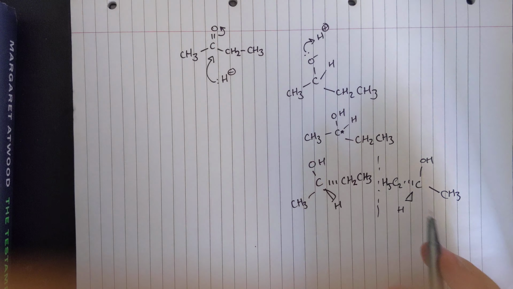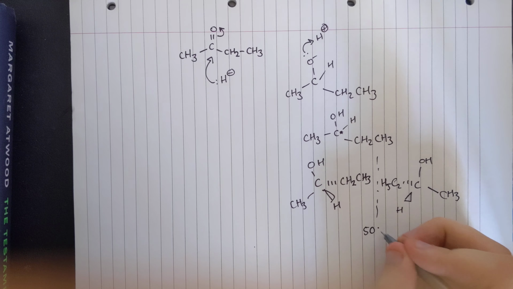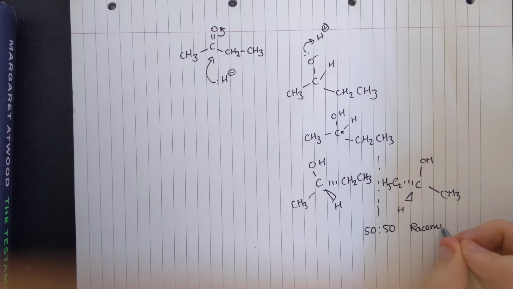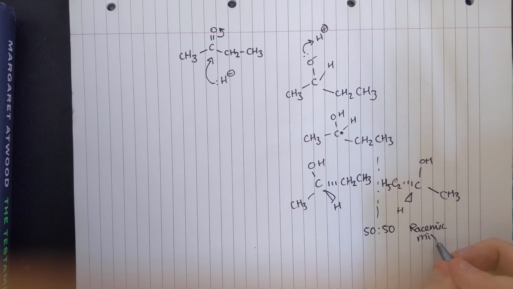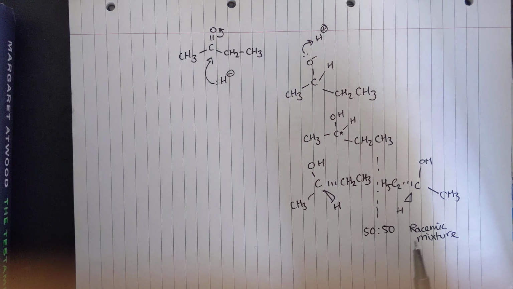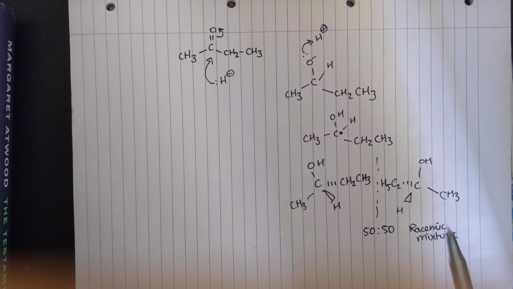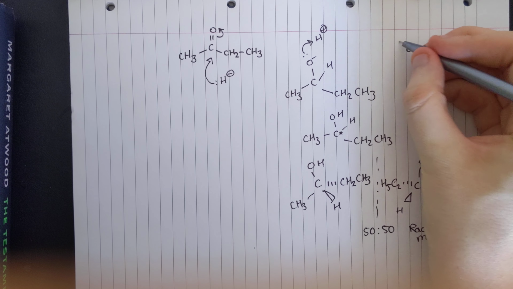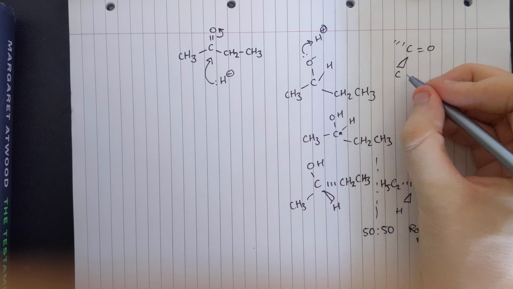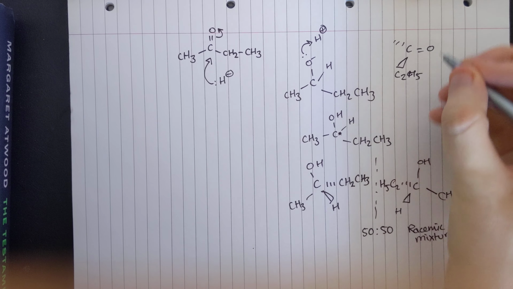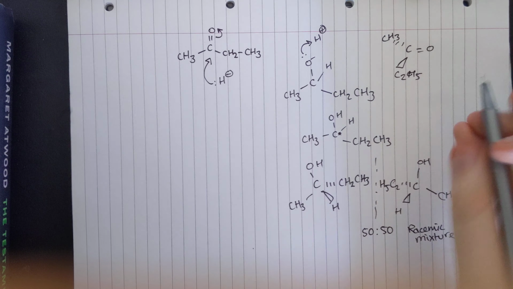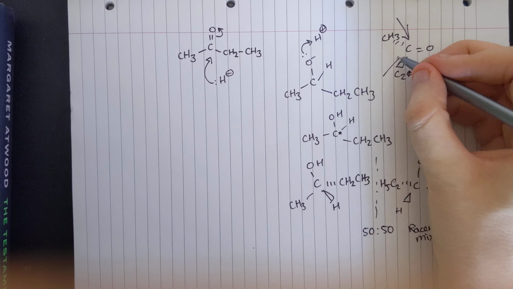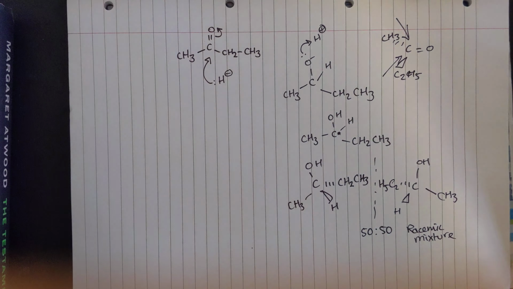Now to justify this, we're going to form a 50-50 ratio of the two, which we call a racemic mixture. And this was because it was equally likely that it would attack from above or below the plane of this molecule. So there's a 50-50 chance whether it would attack from here or coming in from there.